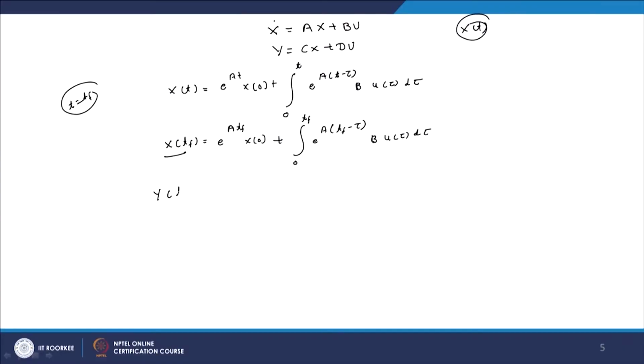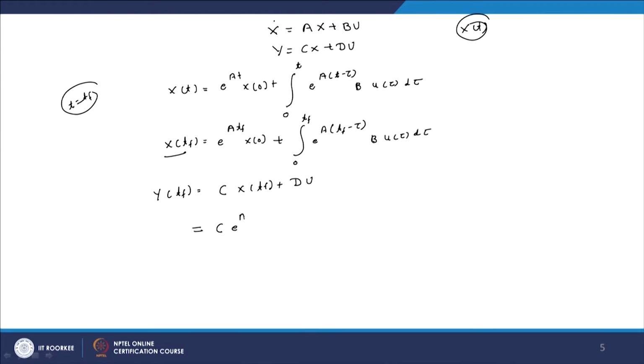Now this is the equation for x of Tf, but we are concerned with the output. Therefore, the output y with respect to time Tf is written as C matrix times x of Tf plus D into u. Now we replace this x of Tf in this particular equation. So we will get C e raised to A Tf x of 0, plus C times the integral from 0 to Tf of e raised to A into Tf minus tau, B u of tau d tau, plus D into u.